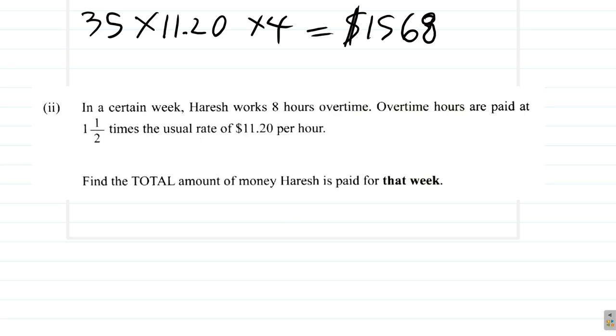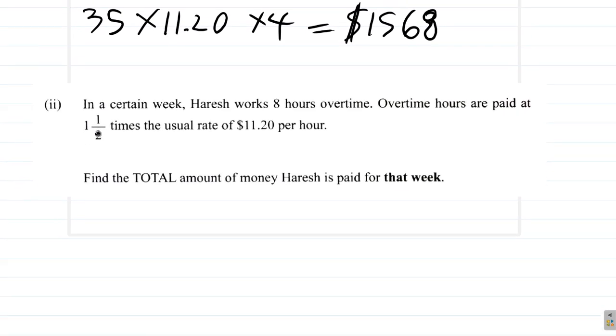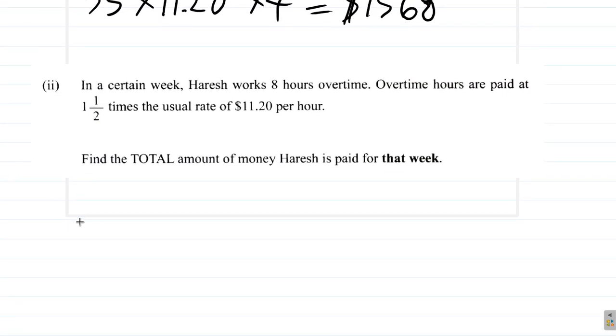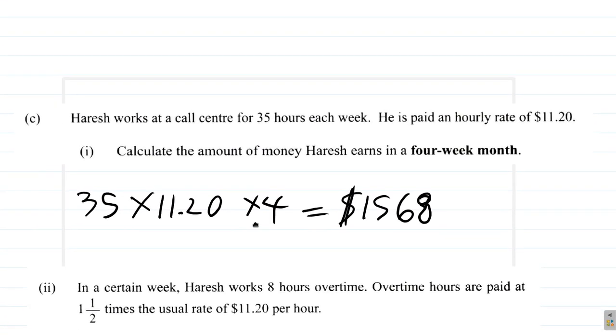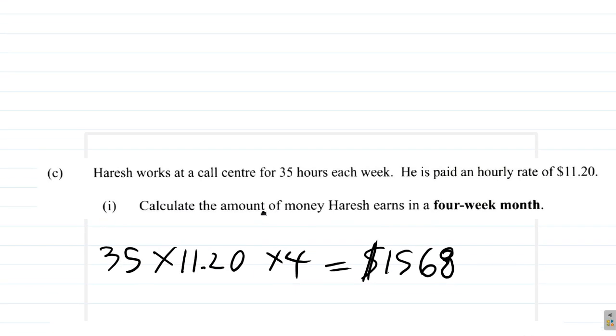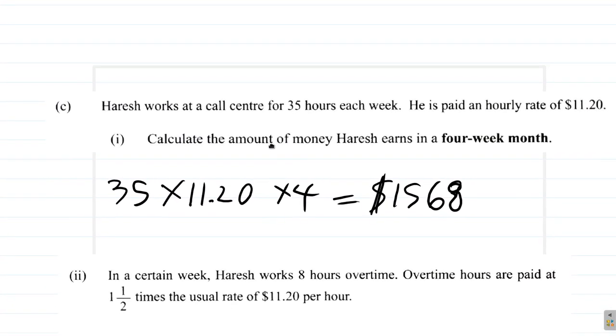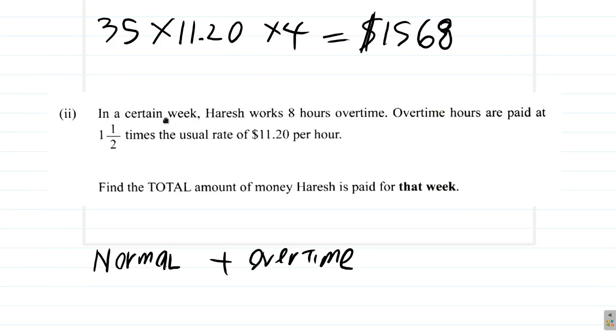Now remember, Harish works the normal hours plus overtime. Now, we already saw that the normal hours is 35. There you go. Alright.